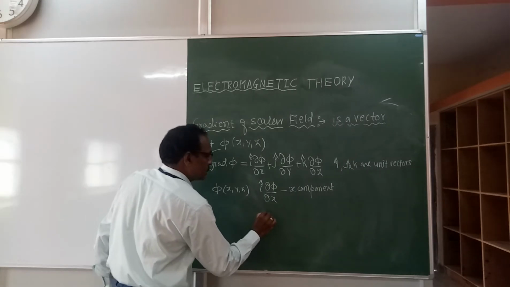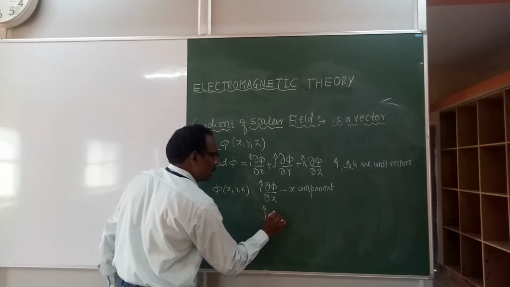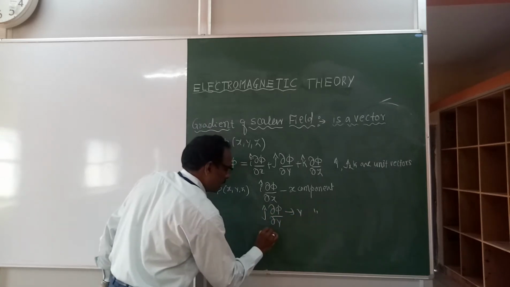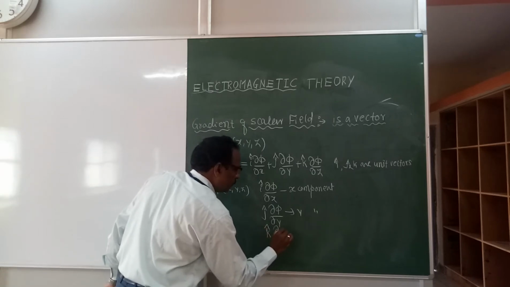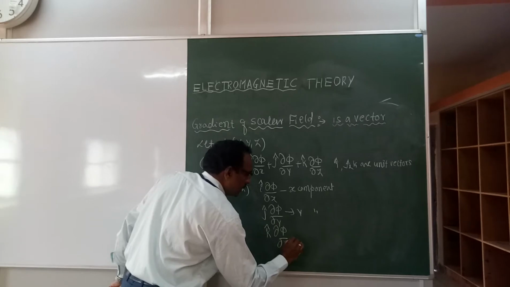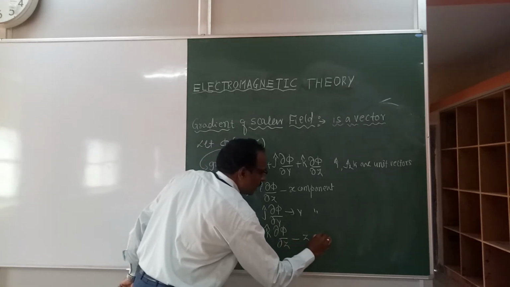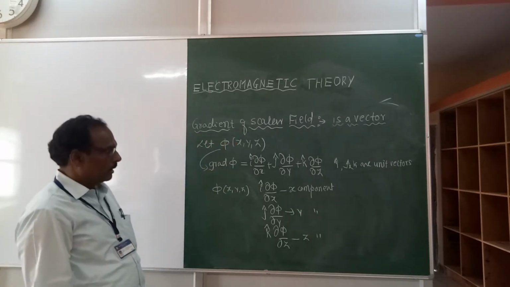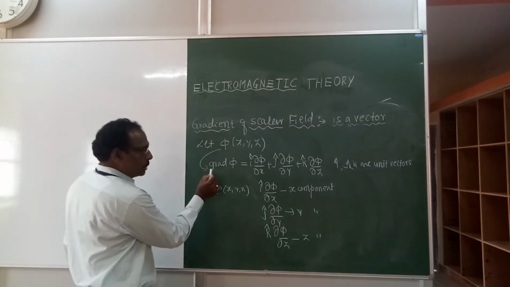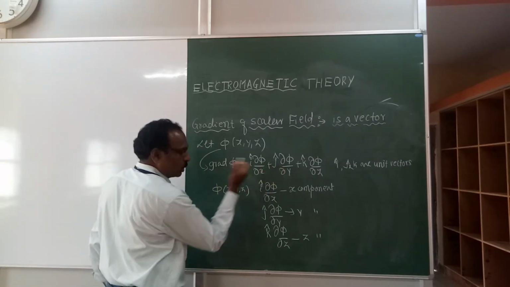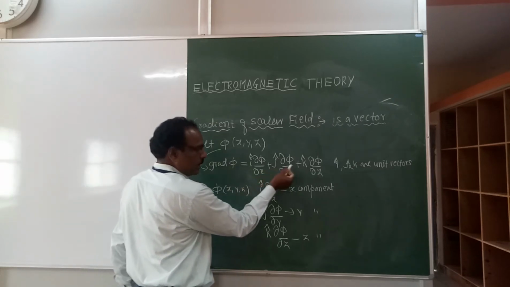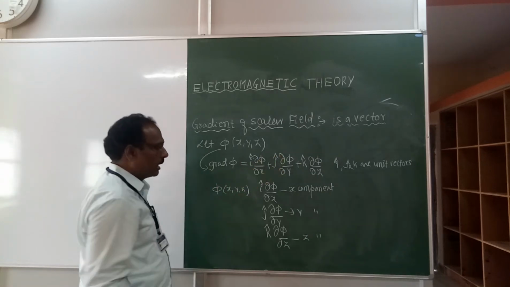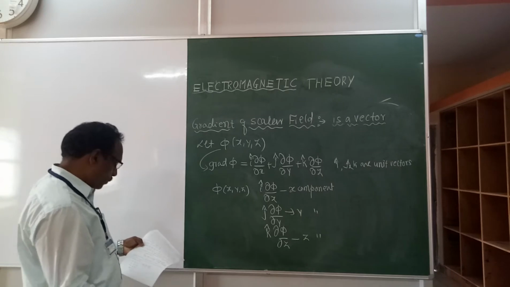Y component, that is unit vector j, dou phi by dou y, and k dou phi by dou z, the z component. That means the gradient of a scalar is a vector, and it is defined mathematically by this. This is the x component, this is the y component, and the z component, in which i, j, k are unit vectors.